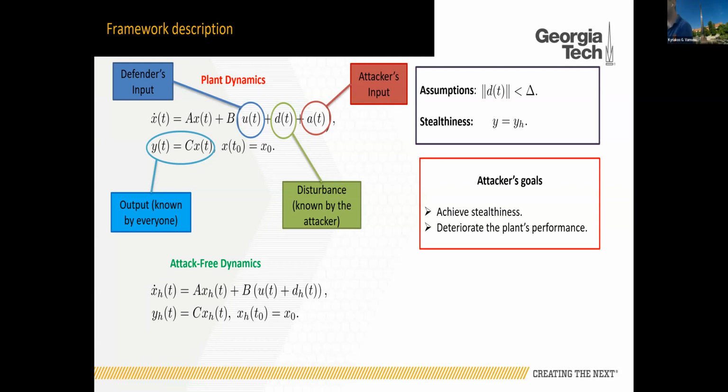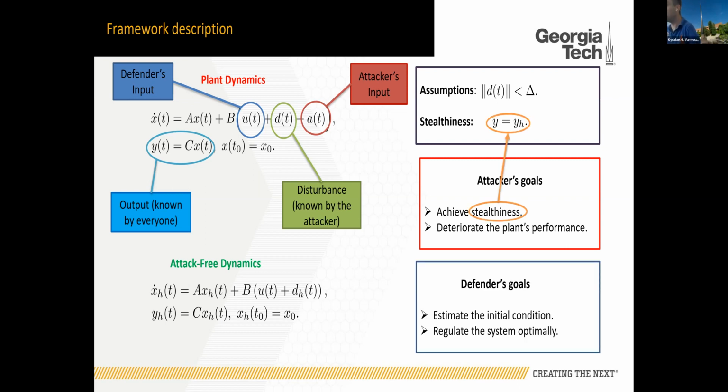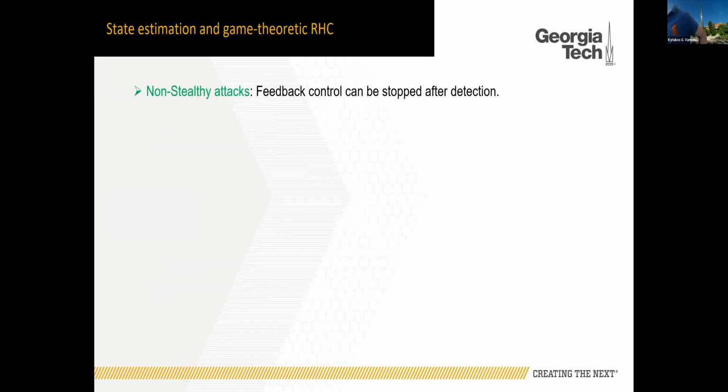Again, the attacker's goals: we want to achieve stealthiness, and I want to deteriorate the plant's performance. The defender's goal, of course, is to estimate, or to estimate from some basic condition, or to regulate the system optimally. In the extreme scenario that the attacker is not that smart and doesn't want to hide, a non-stealthy attack, I can use some intrusion detection and then stop the process. Bam, ready. So the stealthy attacks, let's see how we can deal with those.